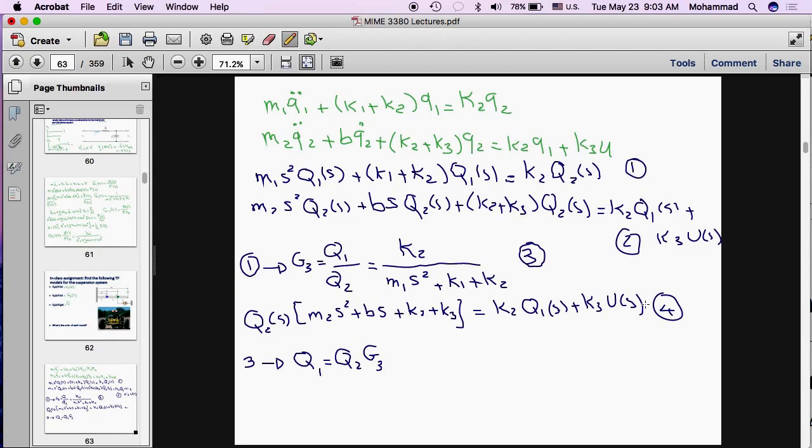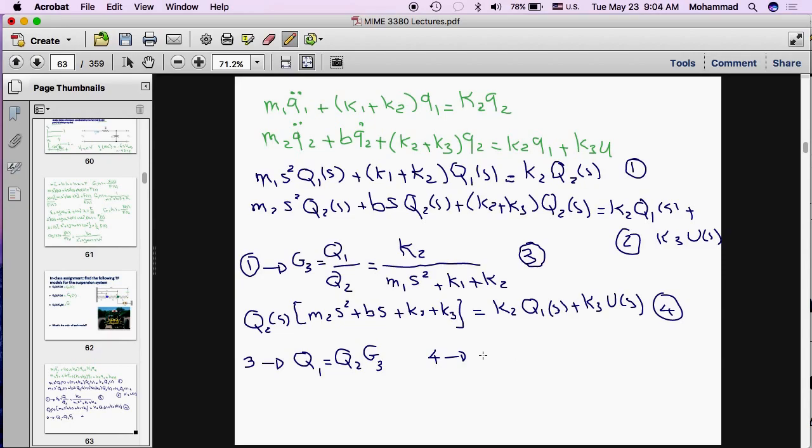Why are we doing that? Because I'm trying to establish a relationship between input U and output Q2. So I need to get rid of Q1 in that equation, so everything is in terms of Q2. So let's rewrite equation 4.